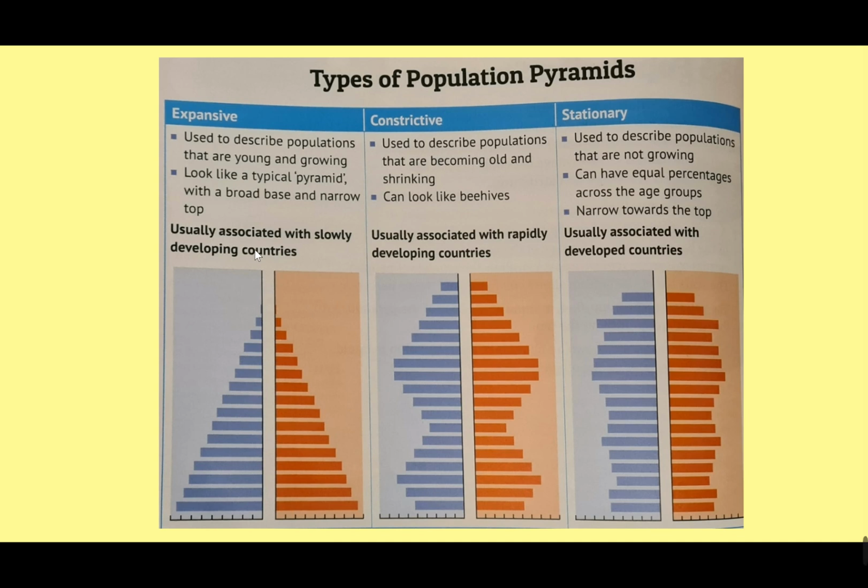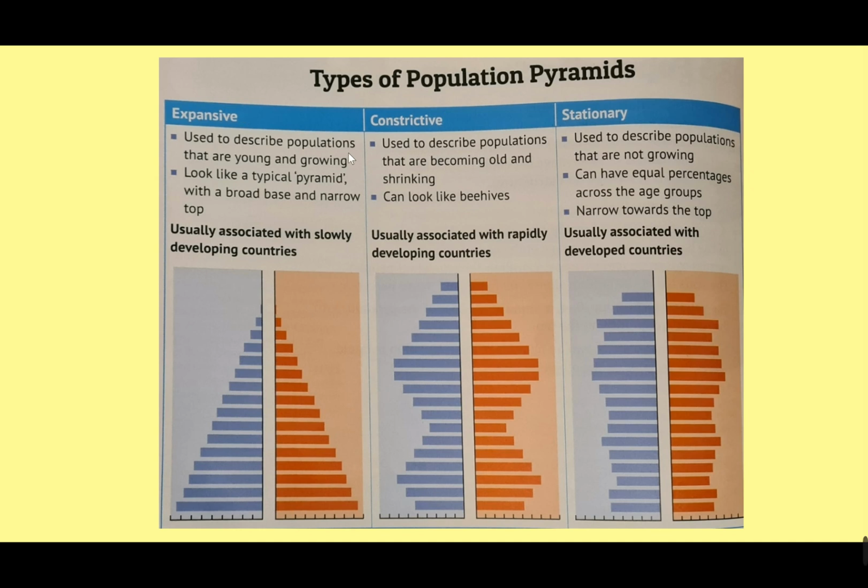So this is used to describe populations that are young and are growing. Because there's high birth rates, there's a lot of people in the younger age categories, and this population is growing rapidly because of that. It looks like a typical pyramid shape with a broad base and a narrow top. It's called expansive because the population is expanding.